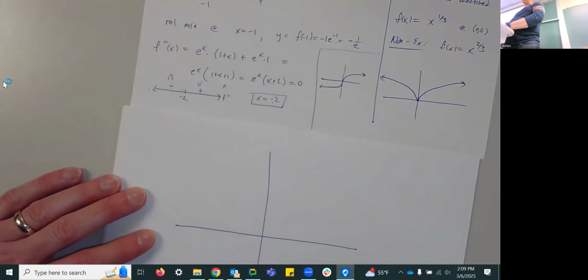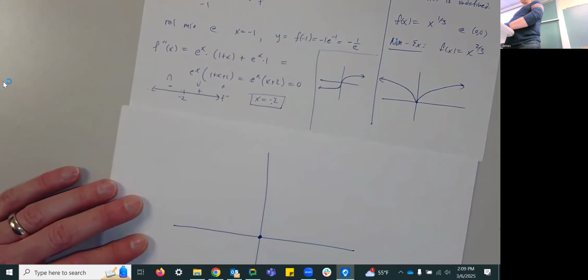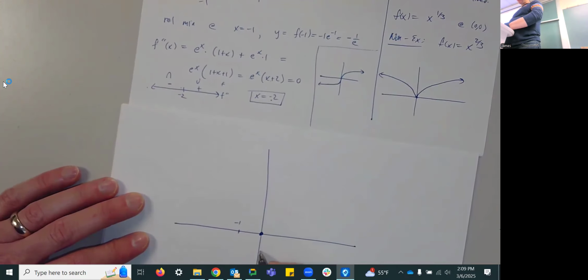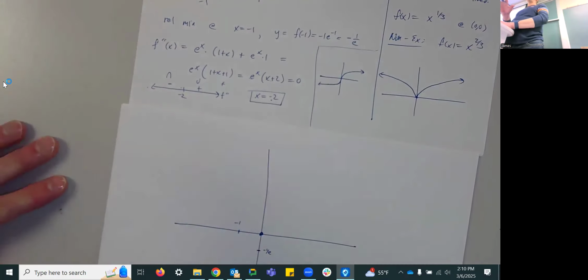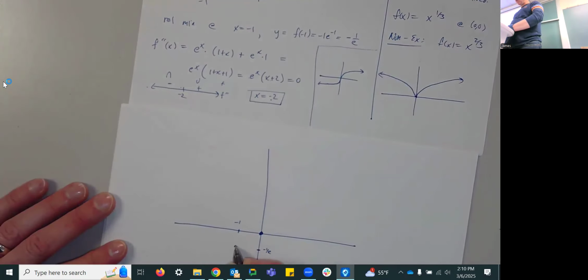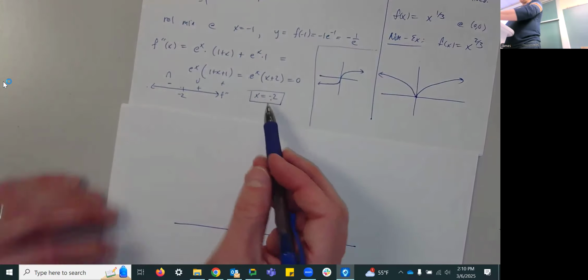So on my graph, I have my intercept of (0, 0). I have my relative minimum of (-1, -1/e). I'm going to draw the y-axis a little too big here. So -1/e is about -0.3. 1/e is about 0.3. It's not perfect, but close. But I don't really care. There's my minimum. And then also, oh, I didn't find the y value for x equals -2.